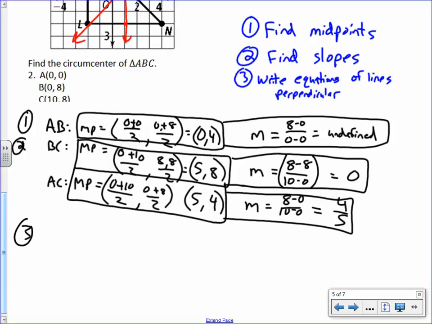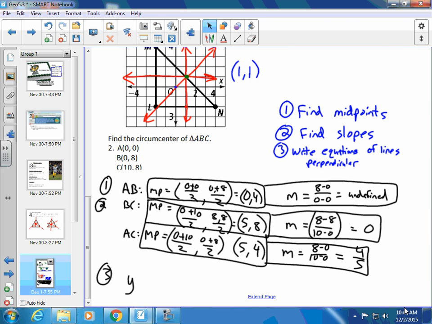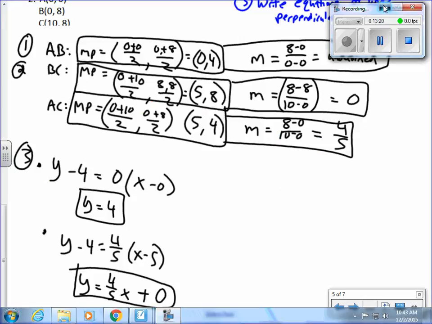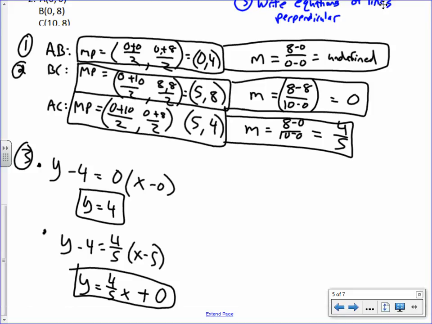Step 3, if we know the slope has to be, well, undefined, the opposite of that would be a slope of 0. It has to go through 0, 4. Let us plug in, so let's do point slope form. So I just magically did step 3 for you. I plugged in the point for AB, the midpoint, and used the perpendicular slope, which would be 0, and I got y equals 4 as our equation. And I did the third one then. So I did these two, the perpendicular lines for those two.